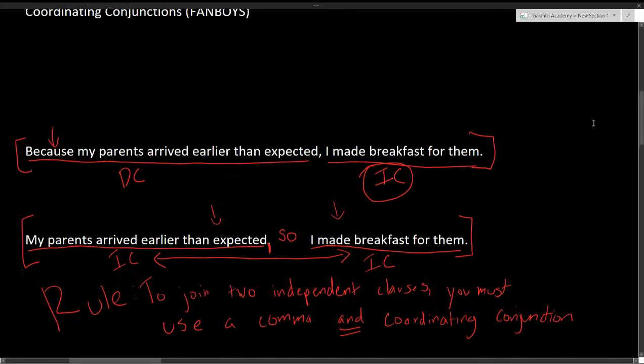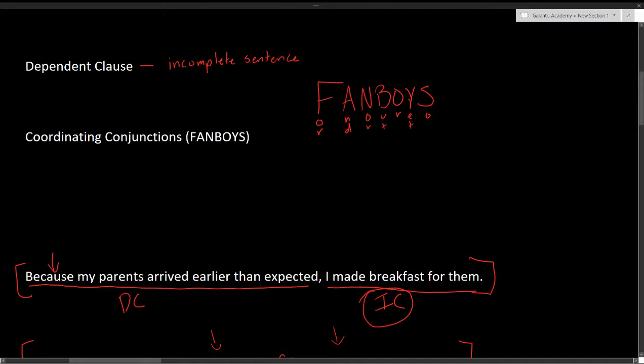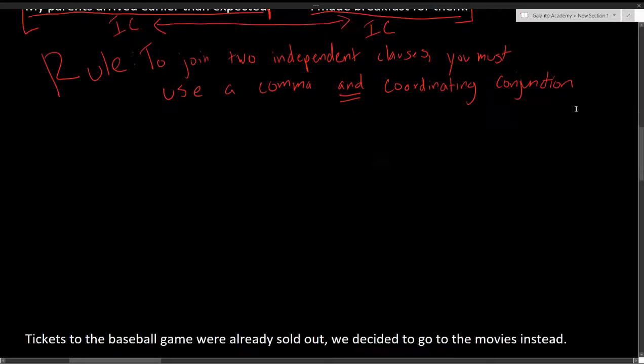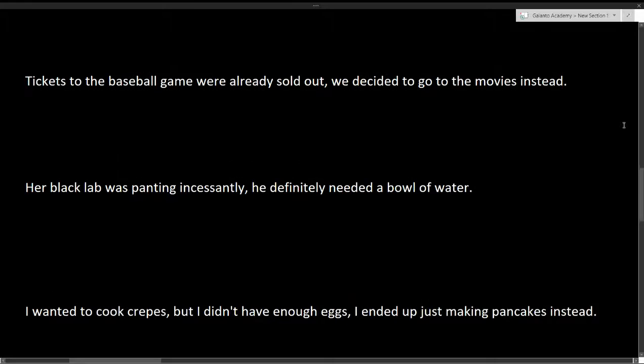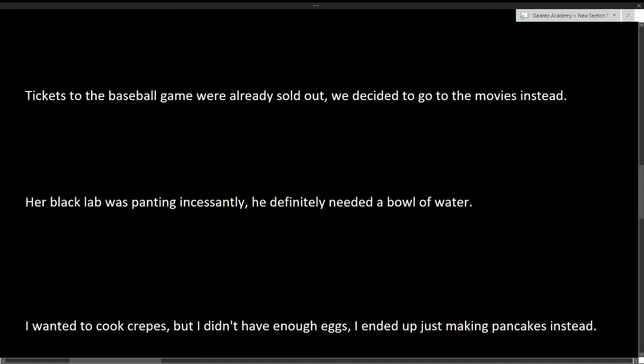Before we go any further, one thing I want to say is that remember that in our coordinating conjunctions list, our fanboys, that B stands for but. It is not because. Because is not one of the fanboys, which is a common mistake. So now let's talk about comma splices. A comma splice is when two independent clauses are joined incorrectly because they only have a comma.